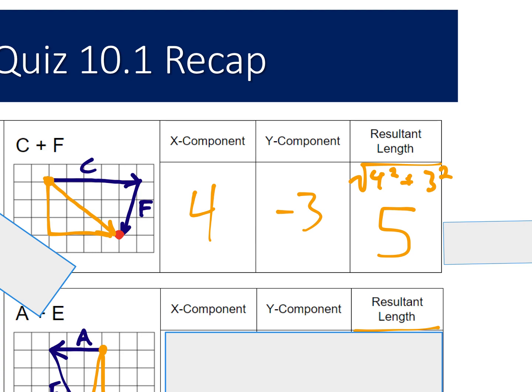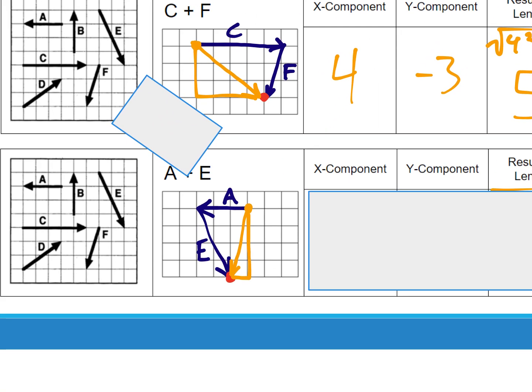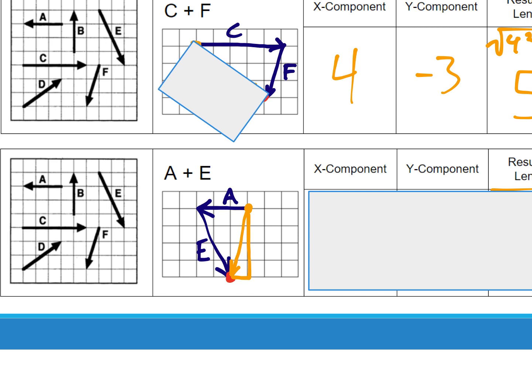All right, taking a look at the next example, very similarly, I'm going to look at the vectors A and E. I'm going to add those together, A plus E, using the tip to tail, putting A first, and then connecting that with E. My new start to finish is the orange vector. Pause the video real quick and figure out what that X component is going to look like and what the Y component is going to look like. Unpause the video, please, and let's check your work.